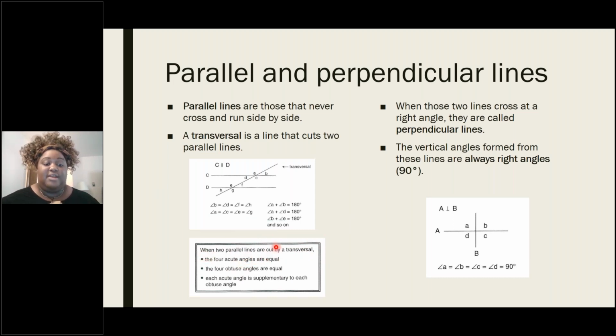So when two parallel lines are cut by a transversal, the four acute angles are equal. So angle B, angle D, angle F, angle H, they're equal. And the four obtuse angles are equal. So angle A, angle C, angle E, and angle G. And then each of the acute angles are supplementary to each obtuse angle.